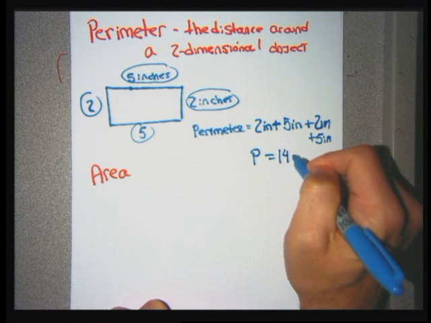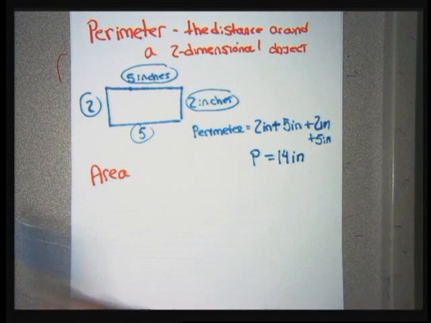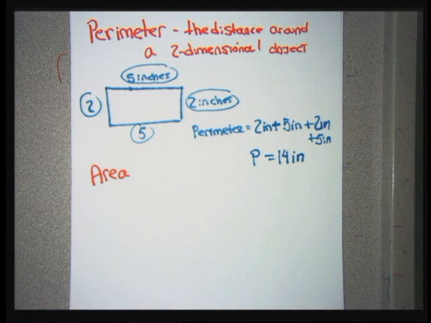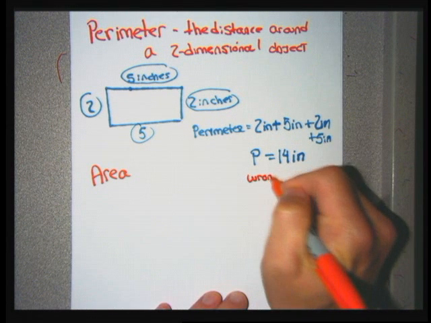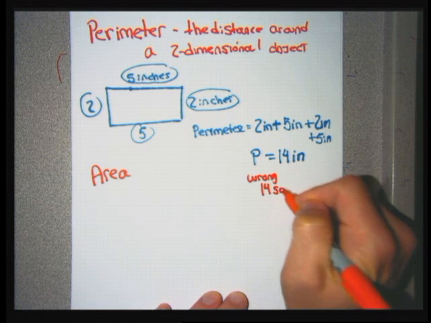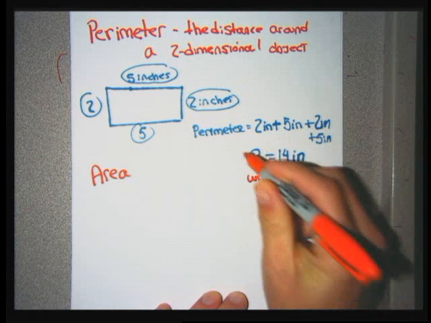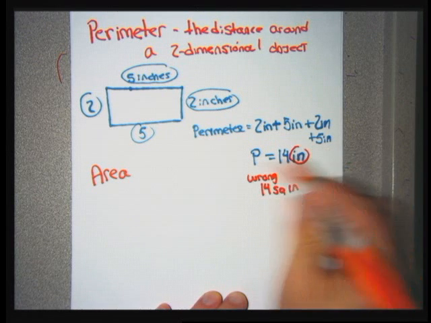It's going to be important when I'm answering a perimeter question to put units. Because this rectangle's distances around are in inches, I'm going to write inches for my units. And it would be wrong had I written 14 square inches, SQ for square, IN for inches. For perimeter, the units are just linear and you don't get square units.